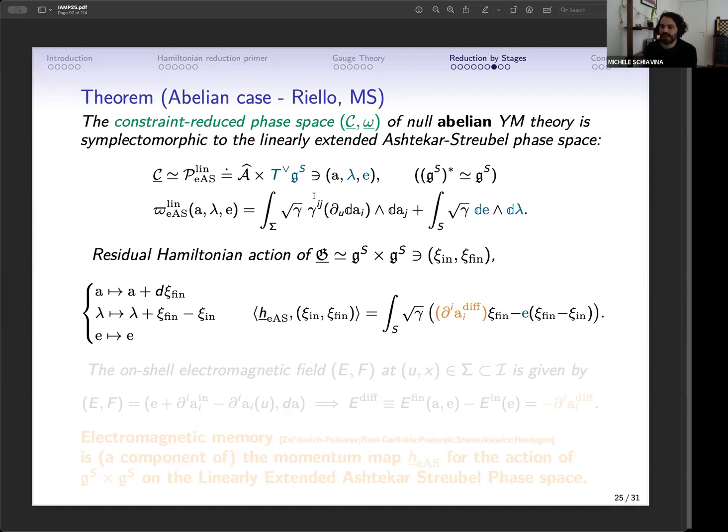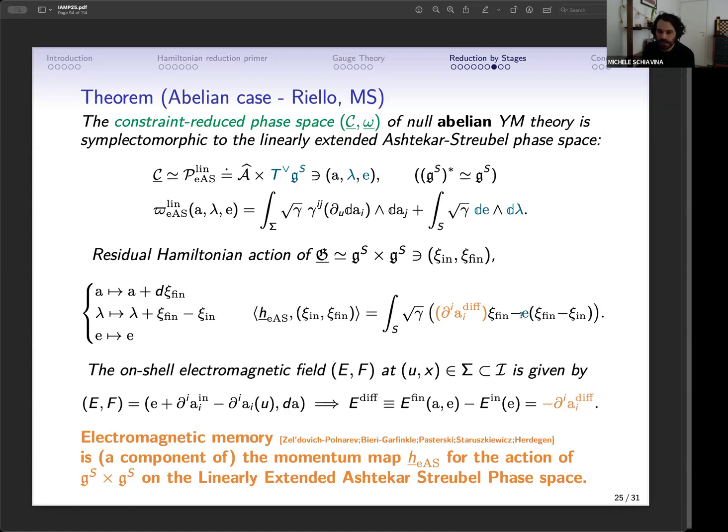Well, but then because of this general procedure, general structure, we have a residual Hamiltonian action of two copies of the algebra valued functions over the spheres, the endpoint spheres. It's very explicit. This is how it looks like. And this is the momentum map. And you can see, I don't know if you have stumbled upon this before, but you can see that this piece in particular, well, okay, this is just the value of the electric field at, I think, Aldo, correct me if I'm wrong, but this should be the initial, yeah, okay, one of the two. And this is what? This is called electromagnetic memory in the literature.